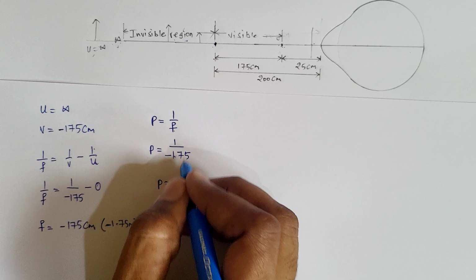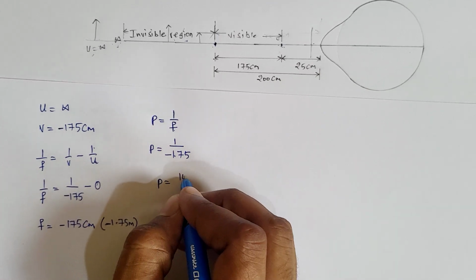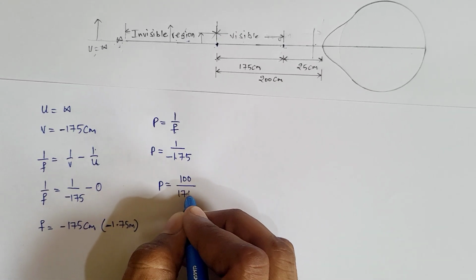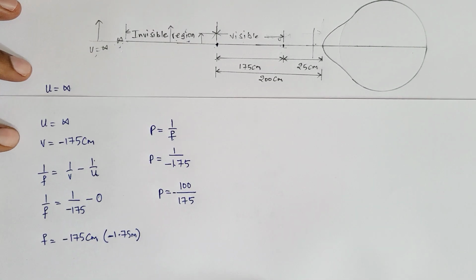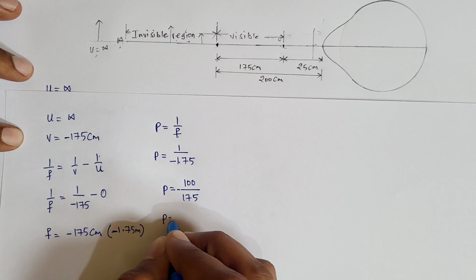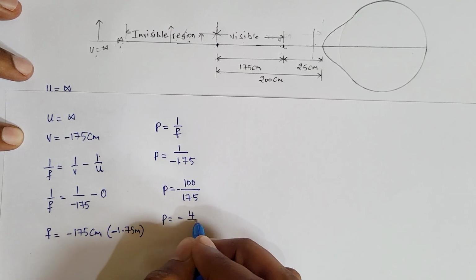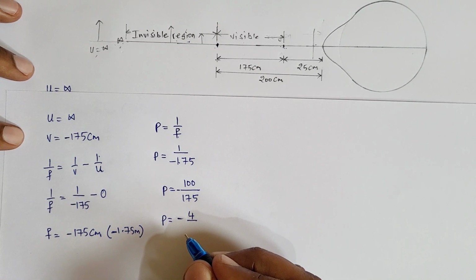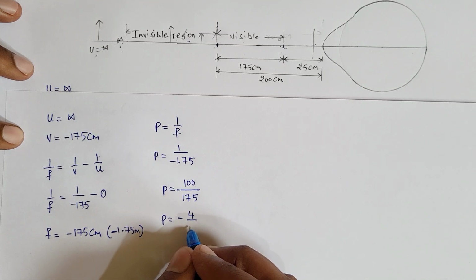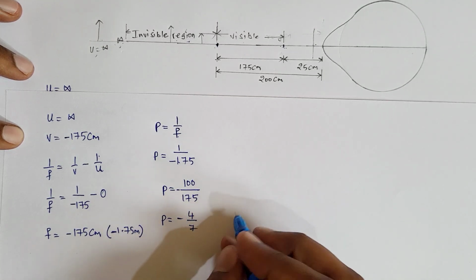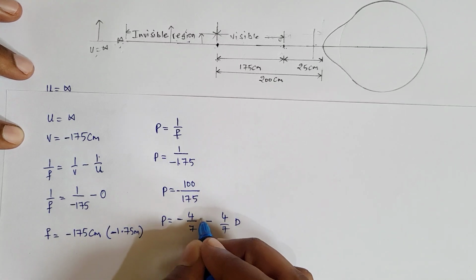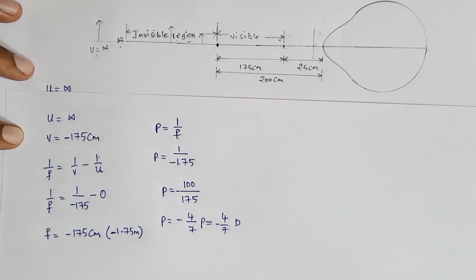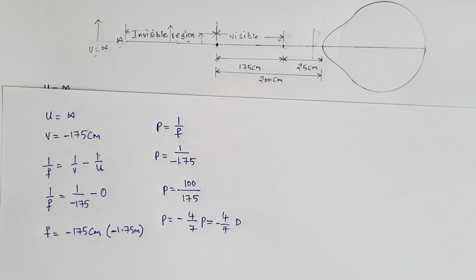1.75 means 175 divided by 100. Taking the 100 up, it is going to be minus 100 divided by 175. 25 4s are 100, 25 5s are 125, 25 6s are 150, 25 7s are 175. So power P is equal to minus 4 by 7 diopter. I hope you understood how to solve problems on myopia.